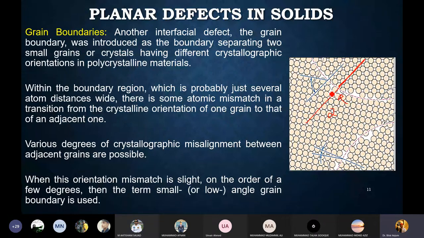Grain number 2, what is the orientation in it? That is this orientation. Is it like this? Yes, sir. What is the angle between these two? This is the angle.